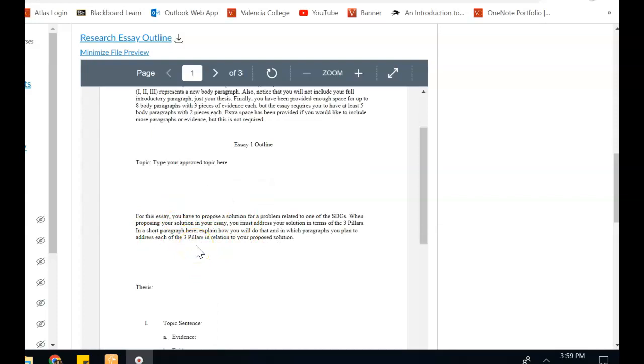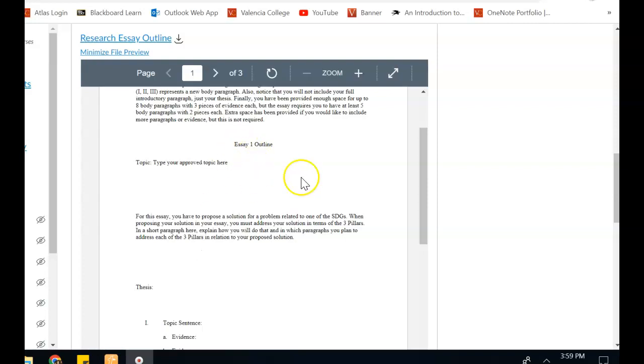The next thing is this. It says, for this essay, you have to propose a solution for a problem related to one of the SDGs. When proposing your solution in your essay, you must address your solution in terms of the 3 pillars. In a short paragraph here, explain how you will do that and in which paragraphs you plan to address each of the 3 pillars in relation to your proposed solution. So what I'm asking for is right below this little paragraph I wrote, for you to write a short paragraph telling me how you're considering the 3 pillars of sustainability and where in your paper you're going to talk about this.